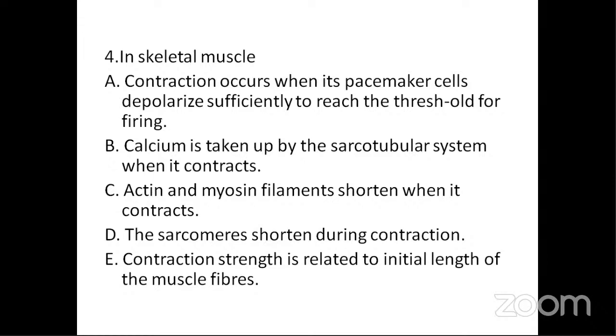In skeletal muscle, actin and myosin filaments shorten when it contracts. It is false. The filaments do not shorten but slide over one another. And in skeletal muscle, the sarcomeres shorten during contraction. It is true. There is a greater overlap of actin and myosin filaments.